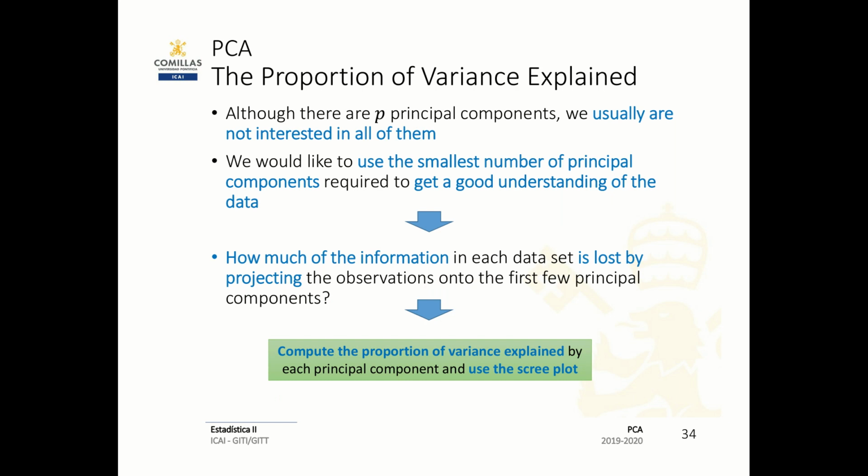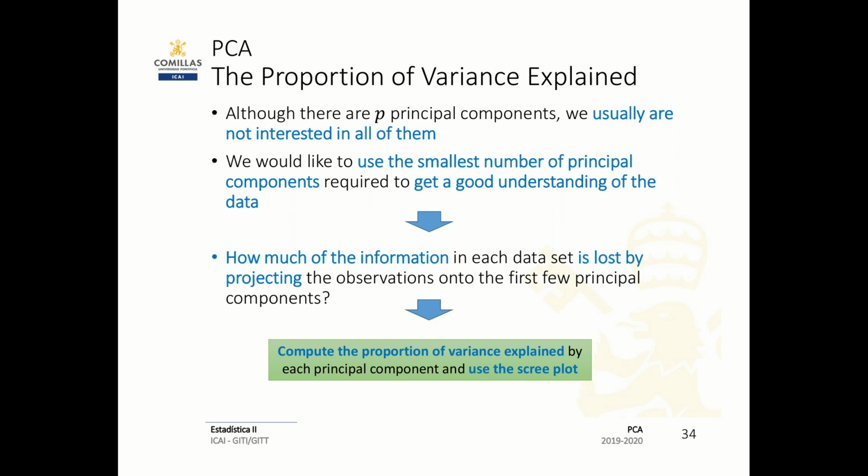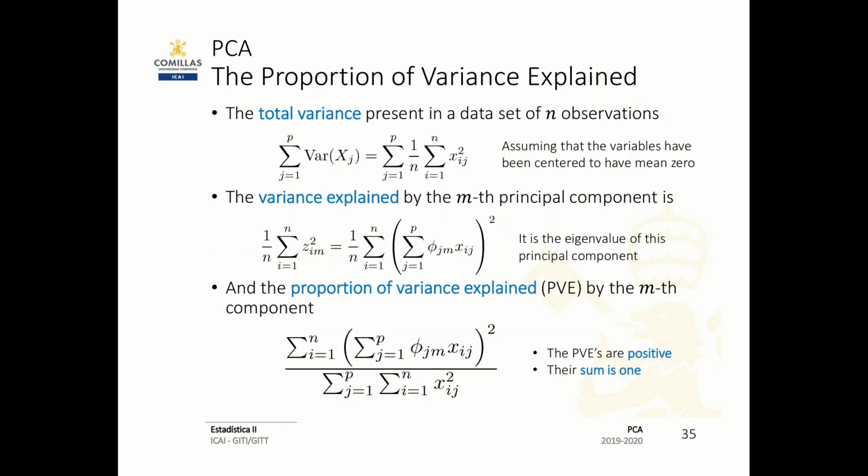In general, if we have P input variables, we will have P output principal components, but we are not interested in all of them. We would just like to keep a few of them that summarize the data in a good way. So how much information are we losing by removing the last principal component? We can have access to that information by the analysis of the variance that is kept.